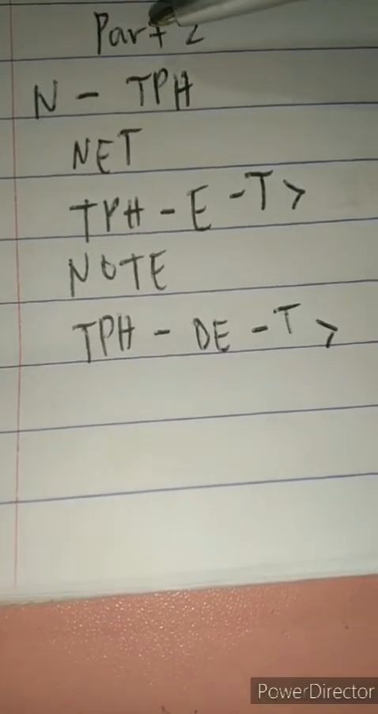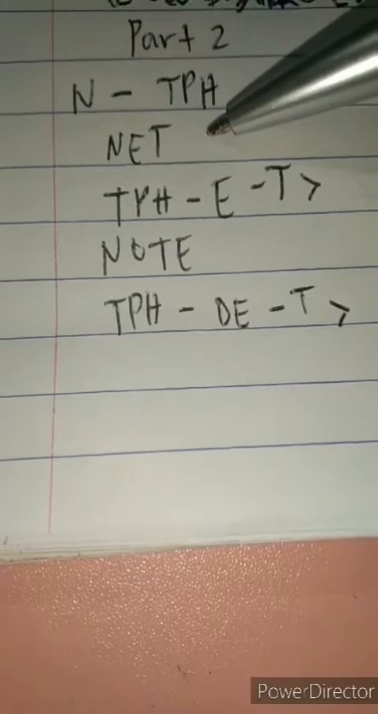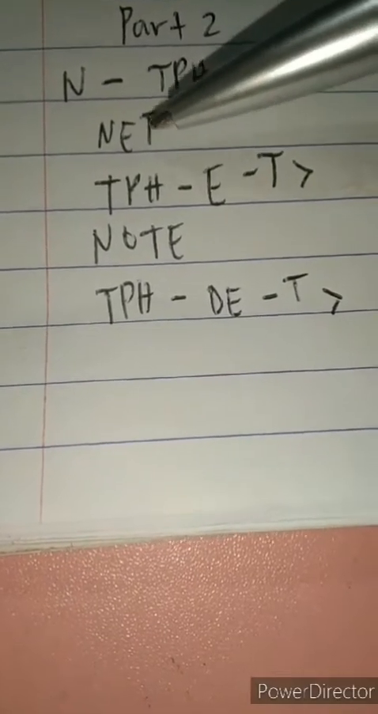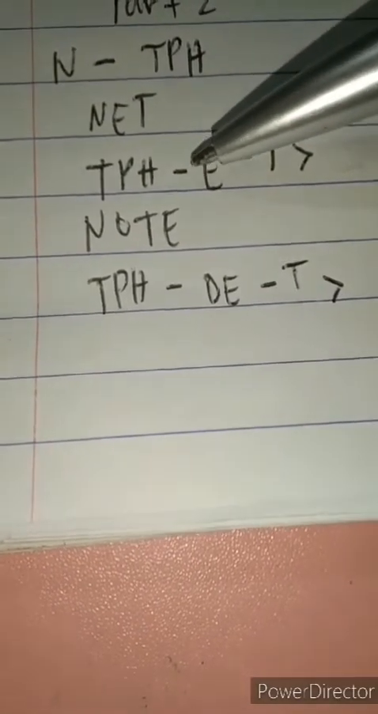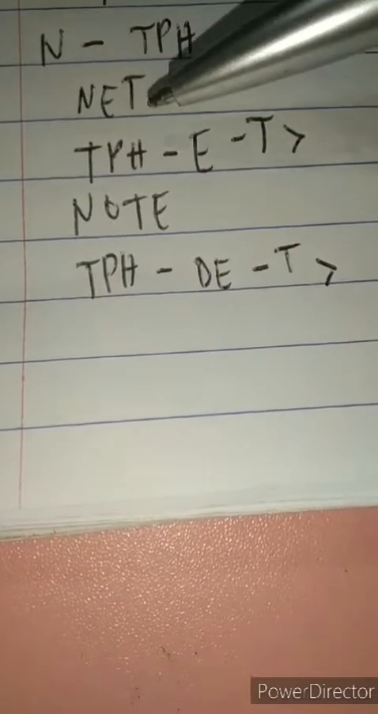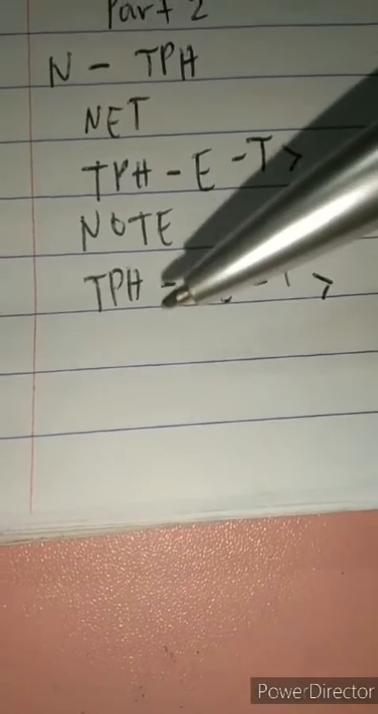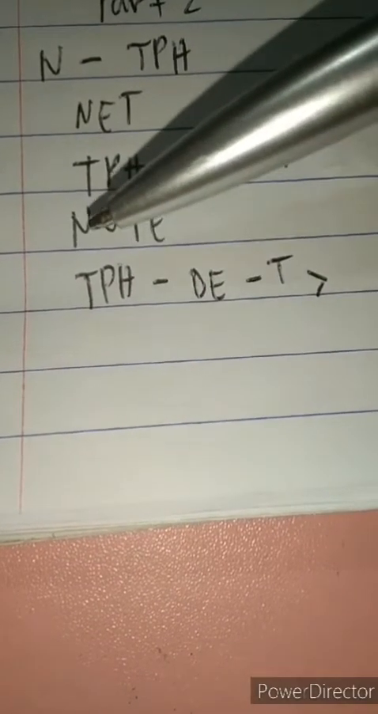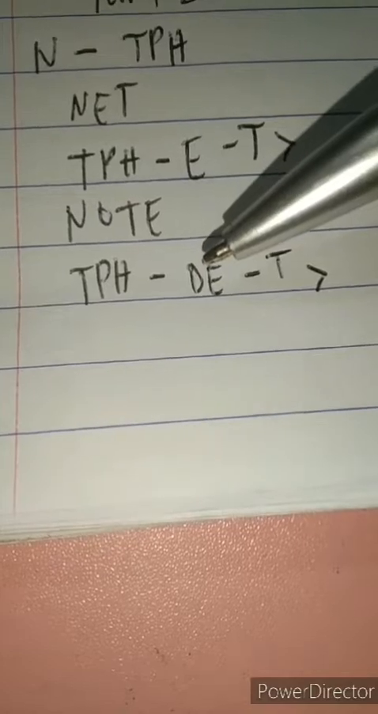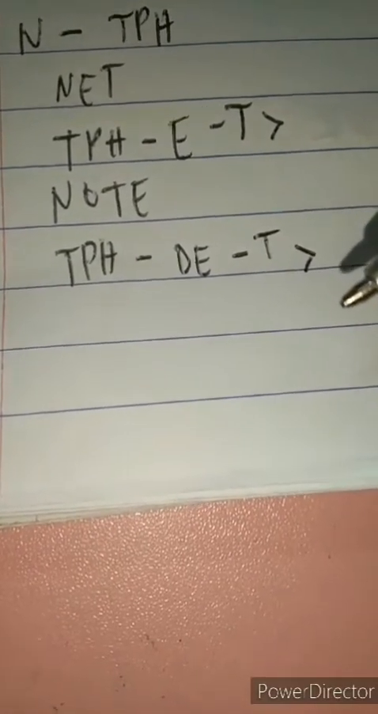N is represented by T, P, and H. So itong example na net: TPH, beginning TPH, vowel letter E, and then ending letter T, and release. Next example, the word note. Beginning TPH for N, and then vowel letters OE, and then ending letter T, and release.